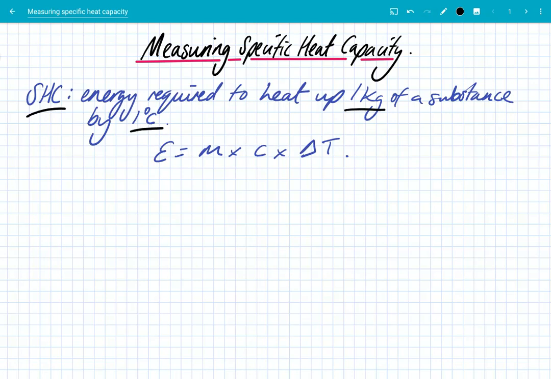And we have this equation. The energy is equal to the mass multiplied by the specific heat capacity multiplied by our change in temperature. And that's the equation for how much energy is required to heat a substance up.